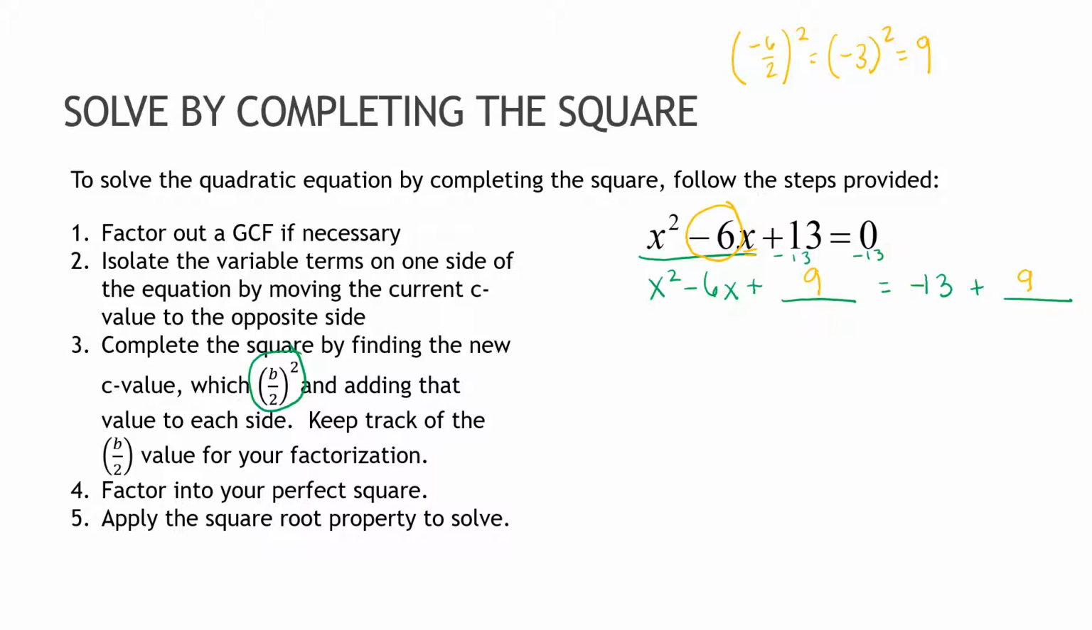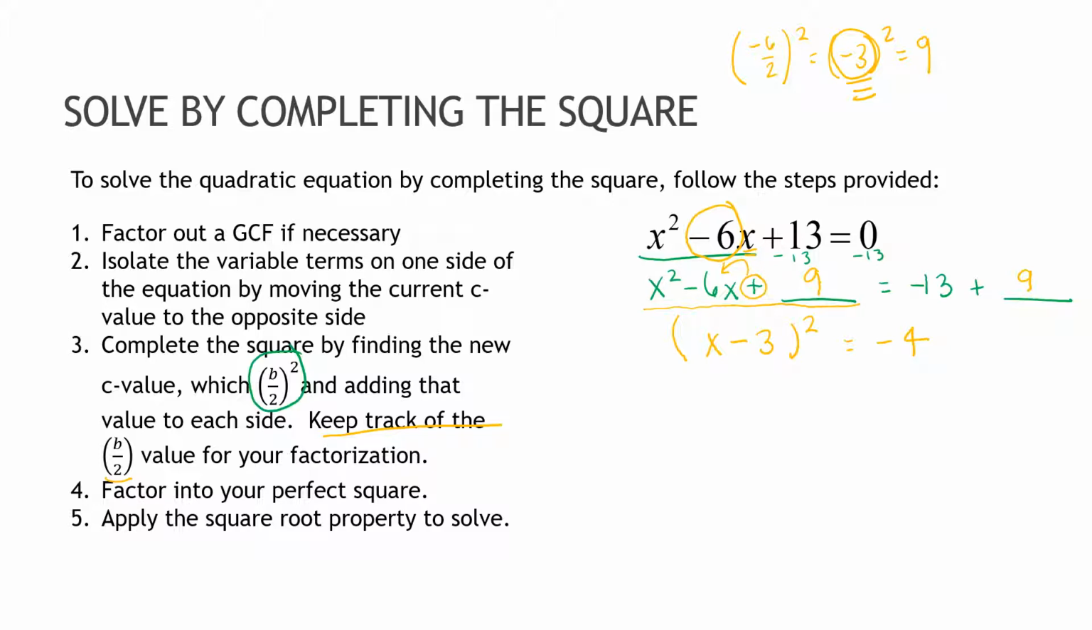Now the purpose of completing the square is that all of this stuff on the left side is now a perfect square, which means when I factor it, it factors into, if you'll notice, numbers that multiply to 9 and add to negative 6, which would be negative 3 and negative 3. So this is x minus 3 squared. And notice down here I said keep track of the b over 2 value, because negative 3 is that number that I'm going to be using. On the right side, I get negative 13 plus 9, which is negative 4.